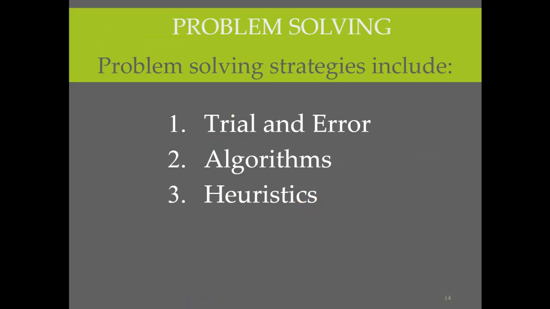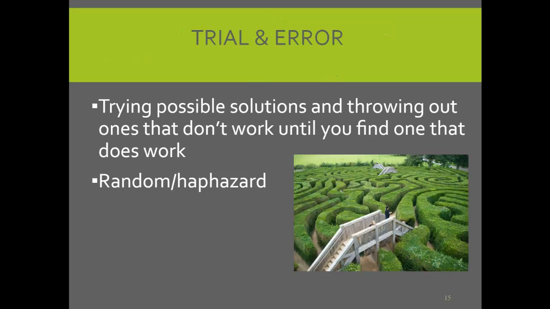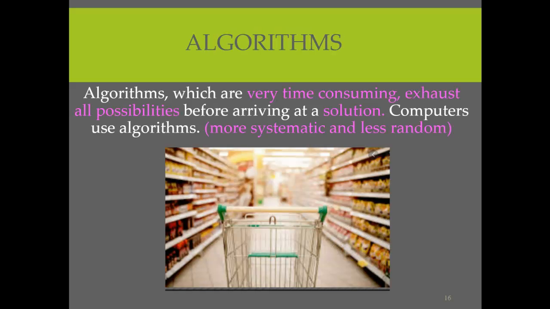Problem solving. So different problem solving strategies that we'll look at: trial and error, algorithms, and heuristics. Trial and error is the most basic. You're just trying all the possible solutions, throwing out ones that don't work until you find one that does. It's random, haphazard, like you're trying to figure out, what do you want to wear? You go in your closet, you look at all the options, you can use trial and error.